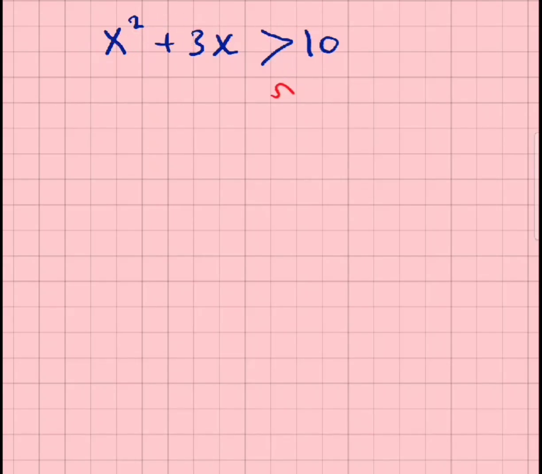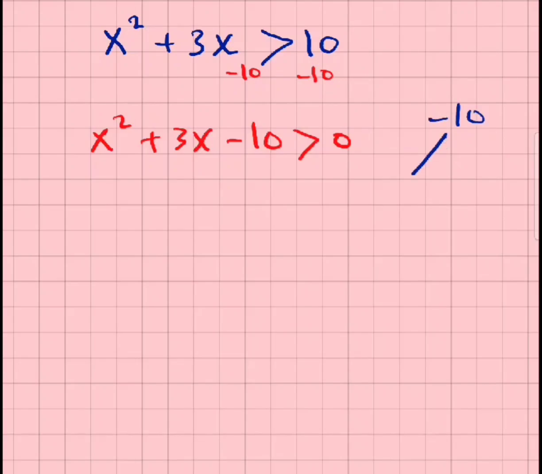The first thing you should do is move the 10 to the other side. What we have is a quadratic inequality. And then we need to factor. What two numbers multiply to negative 10 but add to 3? So this is going to be 5 and negative 2. 5 plus negative 2 is positive 3. So it's going to be x plus 5 times x minus 2.